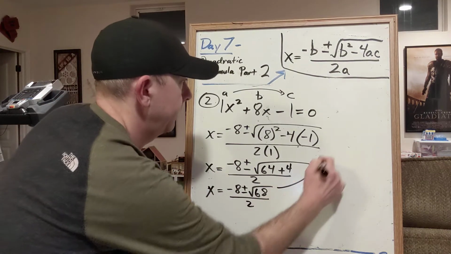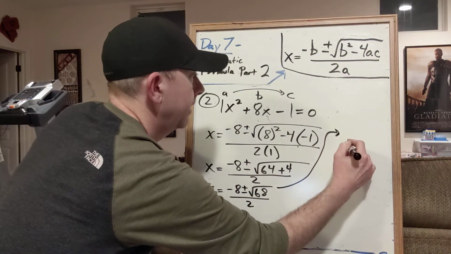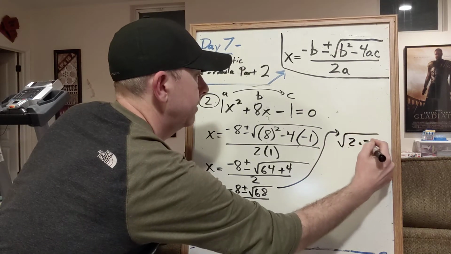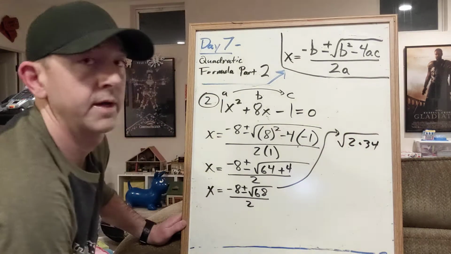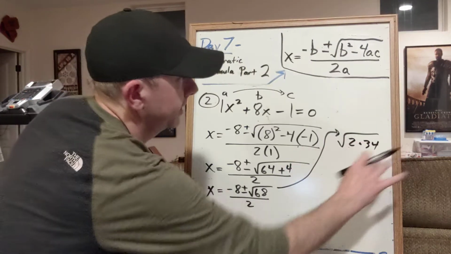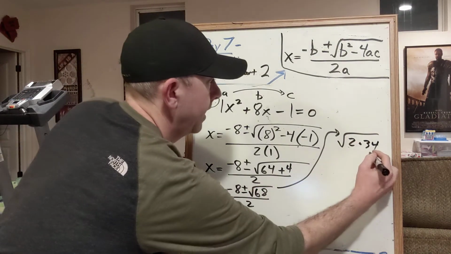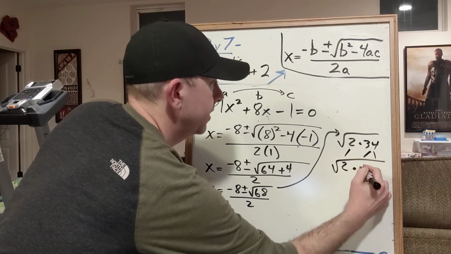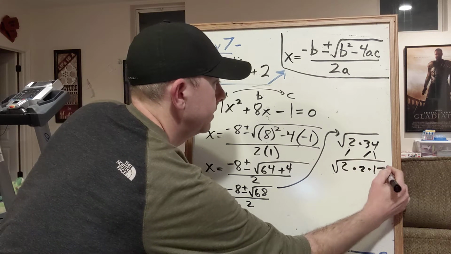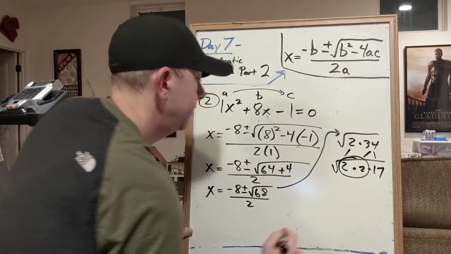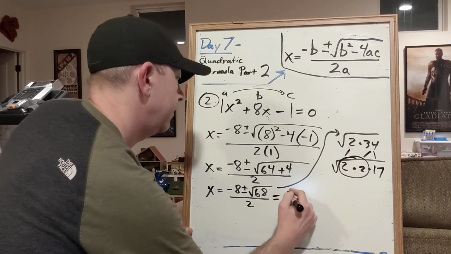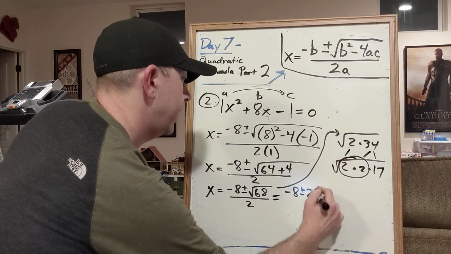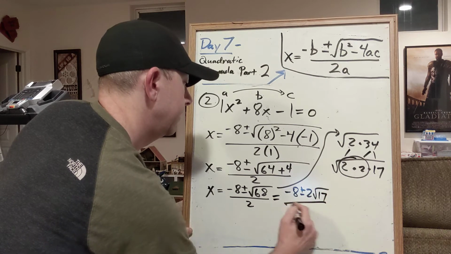However, 68, if I bring that over here, I can break that up because 2 goes into it. So I've got radical 2 times 34. Okay, and what I got to do is look for matches. If that was the best we could do, we would just leave it as this. However, 34 also has 2 times 17. So we end up with a match of 2's. So really this is going to equal -8 plus and minus 2 radical 17 over 2.